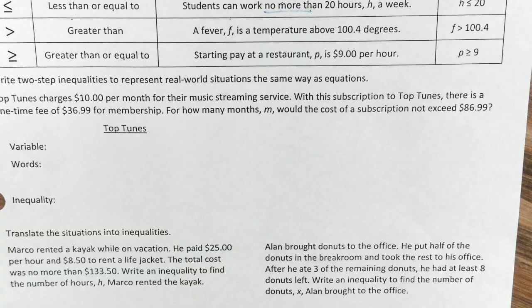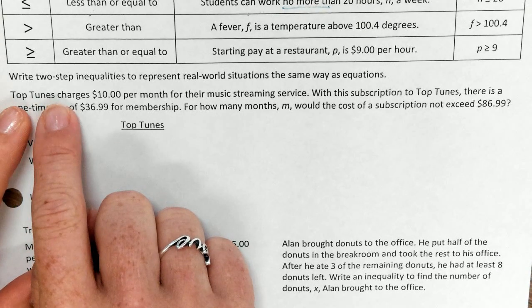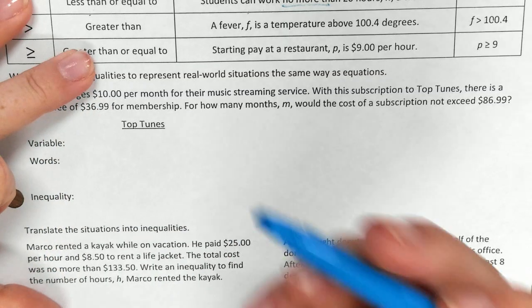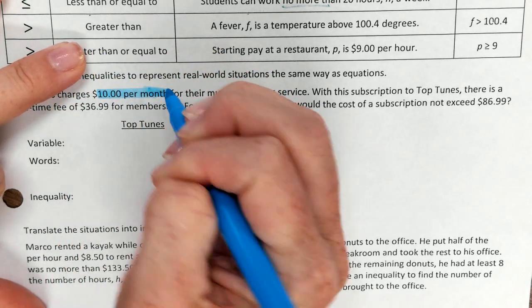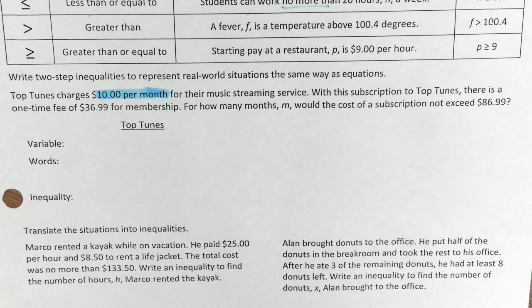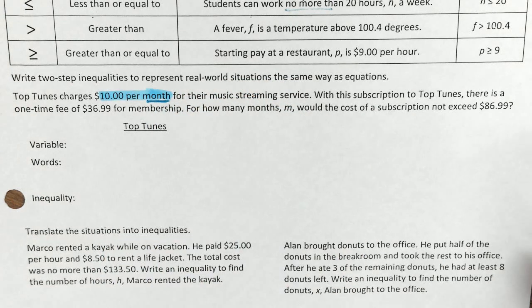I've got about 7 examples for you. Here's the first one. Top Tunes charges $10 per month. Did y'all just see a clue word? Per what? Once you see per, each, every, or and, that's probably the coefficient. And then the word after that word is your variable. So what do y'all think our variable's probably going to be? M for months. But we're going to read on and make sure that's right.